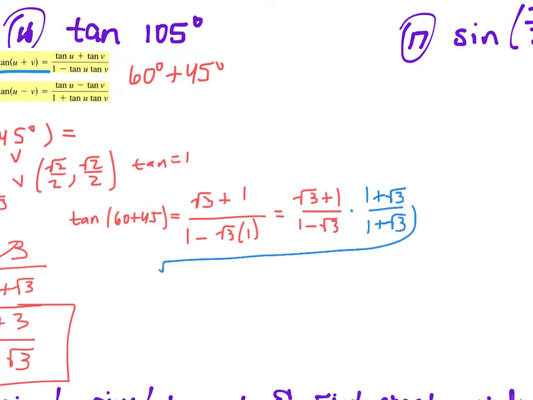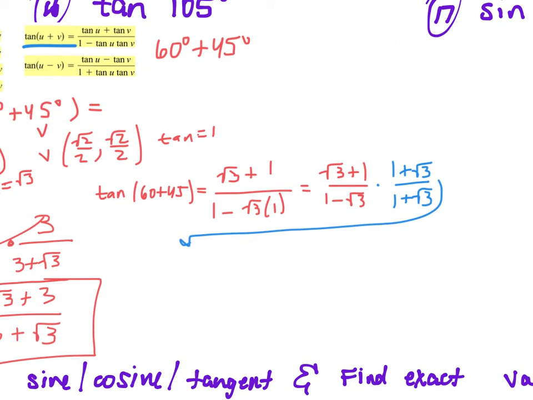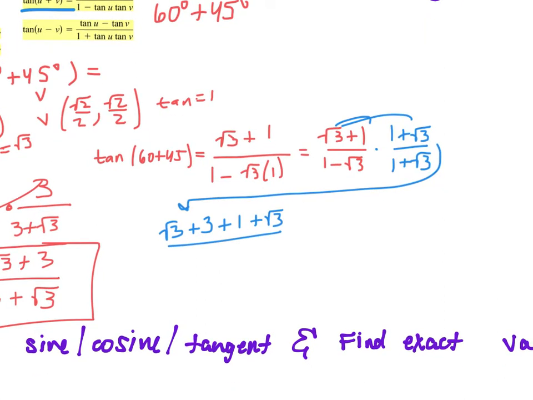When I do that, I'm going to come down here, and when I FOIL, I have root 3 times root 3 times root 3 is just plus 3. Then 1 times 1 is plus 1. Then 1 times root 3 is root 3 over 1 times 1 is 1. Then I have a minus and a plus root 3, which will cancel out. Then I have minus root 3 times root 3, which is just 3. So I can combine like terms here and here.